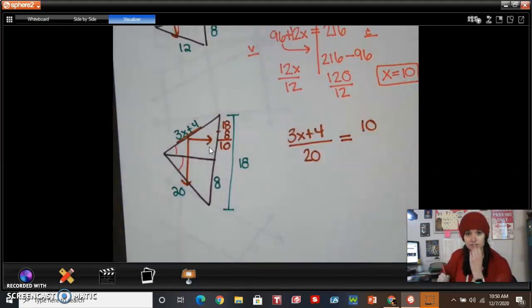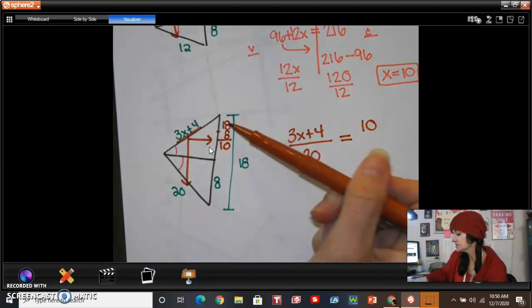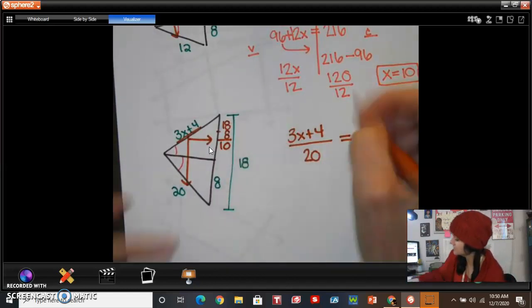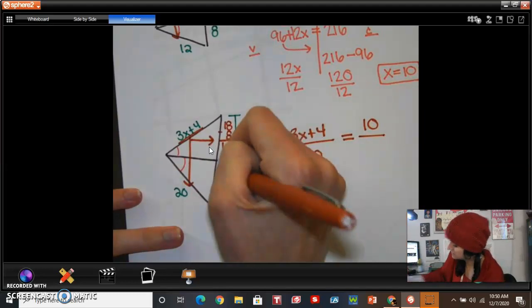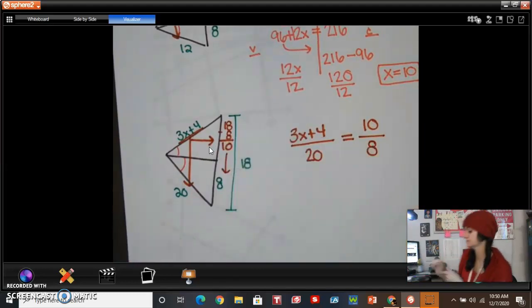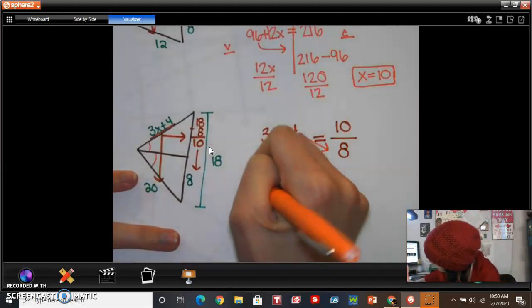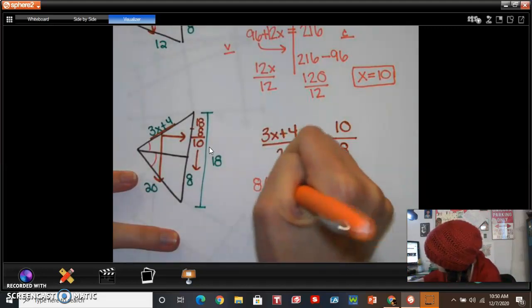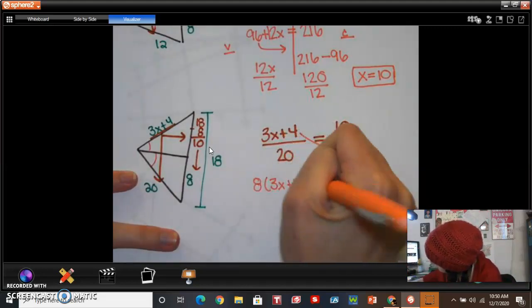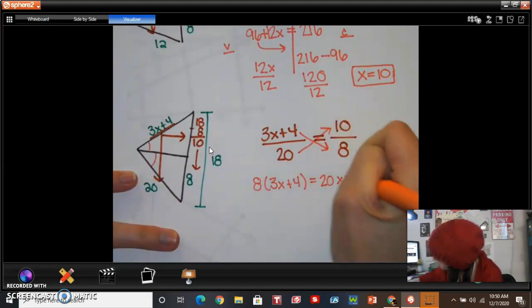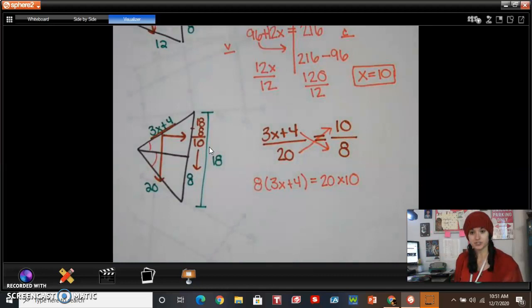And you're like, how do you know how to do that? Well, we've already discussed segment addition, and that's all that is. And what lines up with 10? Well, that would be 8. So now we're going to solve using cross multiplication again. So we have 8 times 3x plus 4 equals 20 times 10. We're going to use our distributive property.